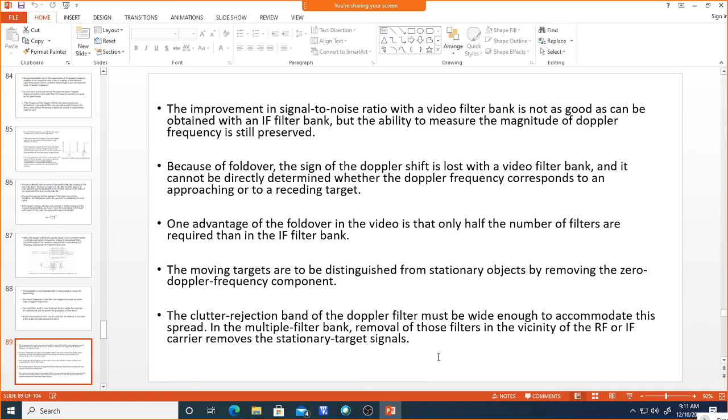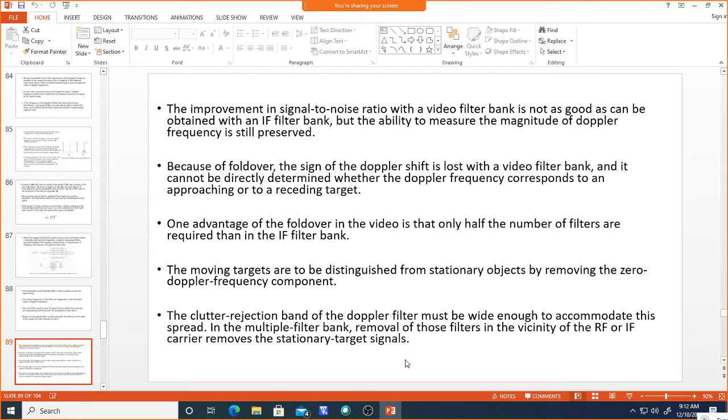Now, because of the environmental effects, clutter is also there, like raindrops or fog or mist, so that clutter we also need to reject using these filters. The clutter rejection band of this Doppler filter must be wide enough to accommodate the spread. Within the frequency range of the Doppler spread we have detected, it should be wide enough to reject the clutter, and it should also extract the proper echo Doppler frequency.